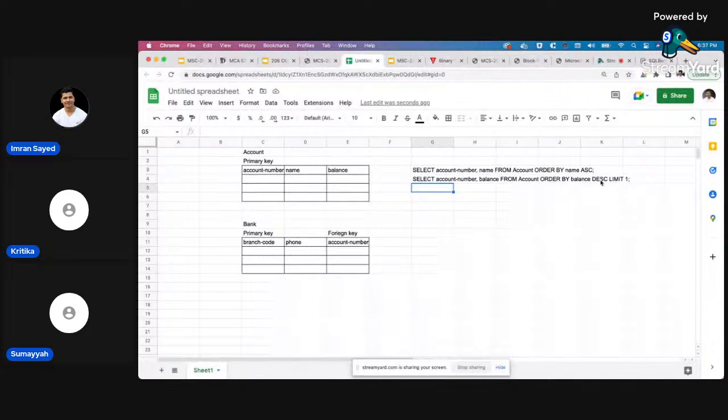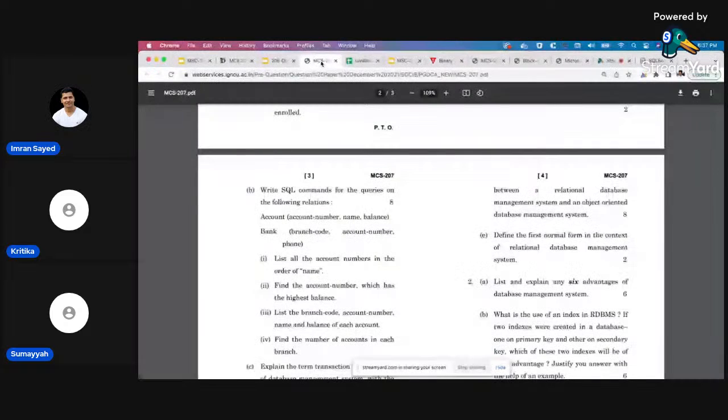So descending means start from the highest. Ascending means start from the lowest. So we're starting from the highest. Gonna start listing all the account numbers from the top. Now we're saying don't give me everything, just give me one. So it's only gonna give me the one that's highest. I hope that's correct. Am I missing anything, Sumya? Yes, looks correct.